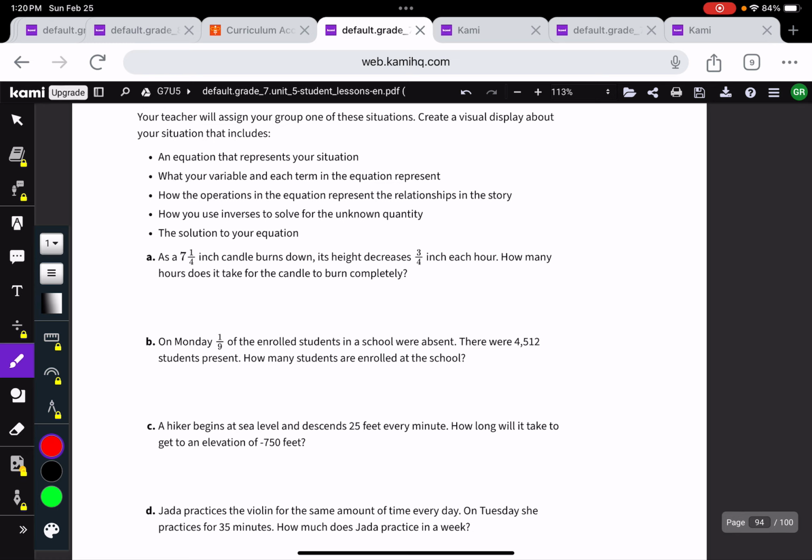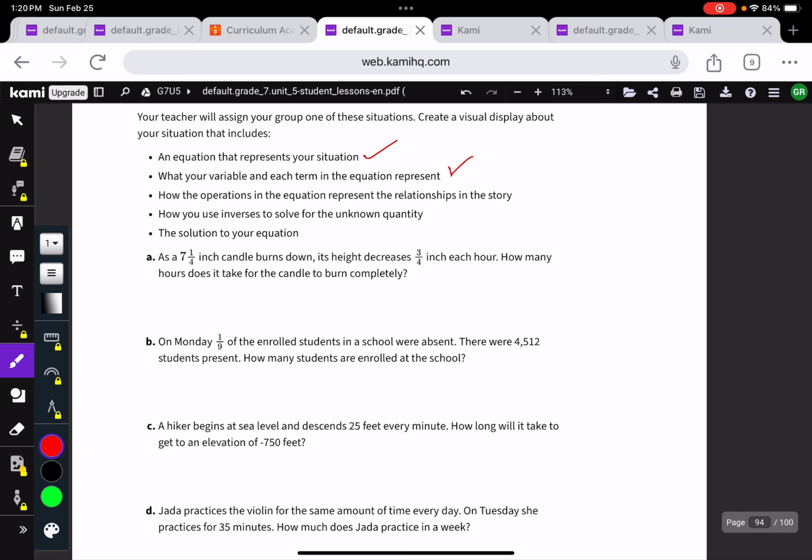But anyway, it says create a visual display. We're just going to go ahead and squeeze in our work on it. It says we're going to write an equation. What your variable means, what does V mean. We get to make up our letter, though. I like making up letters that are more relative to the story. If it's time, I like to use T. If it's distance, I like to use D instead of V or Y or X. You'll always see Y or X.